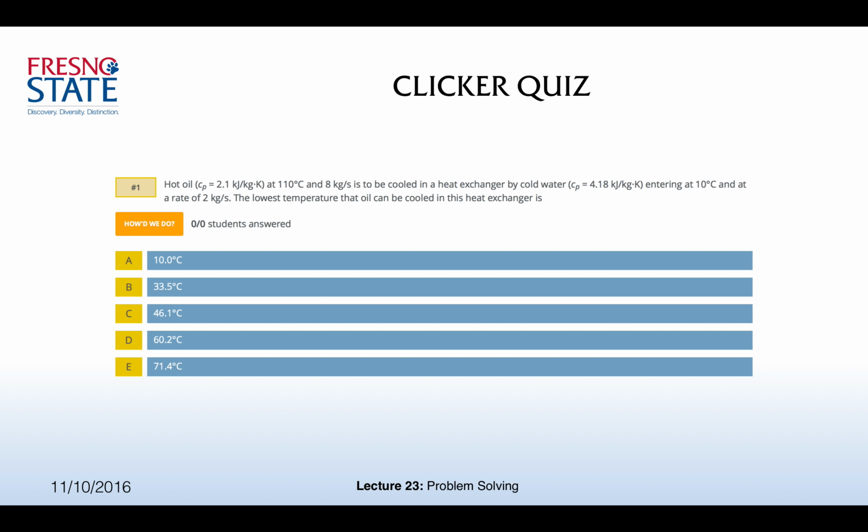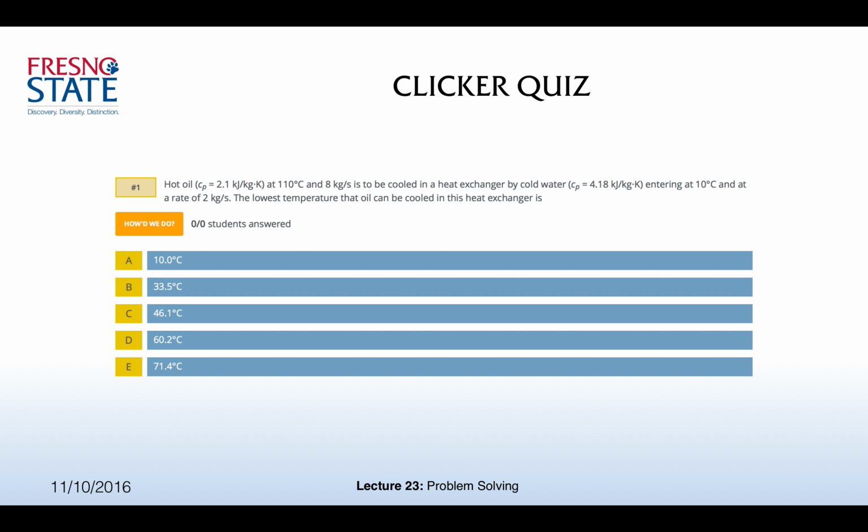cooled in a heat exchanger by cold water. So I have the cold fluid to be cold water. It has a CP of 4.18 kilojoules per kilogram Kelvin. Entering at 10 degrees Celsius, so this is T cold in, 10 degrees Celsius, and at a rate of 2 kilograms per second. That's the mass flow rate. So m dot cold is 2 kilograms per second.